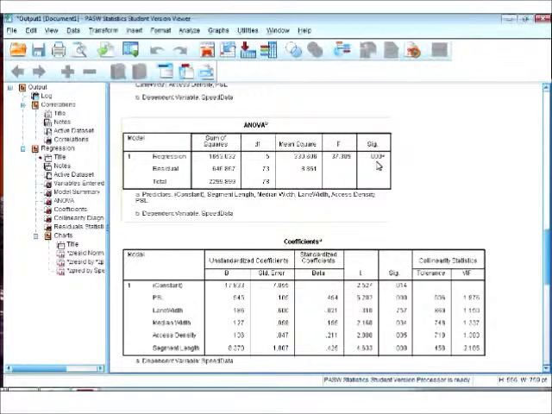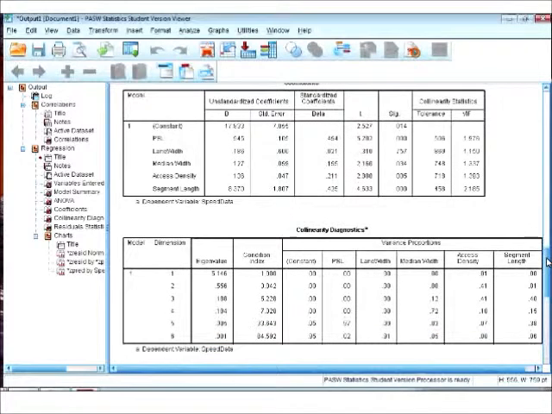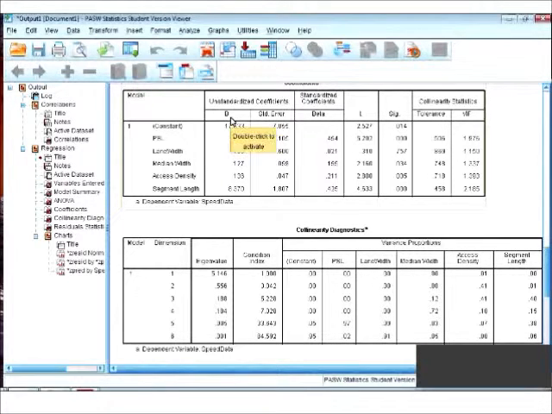If this significance value is greater than 0.05, which means the model that we have here is not significant, or it's not a good model, it's not a strong model. Although the independent variables have no significance value in our model.